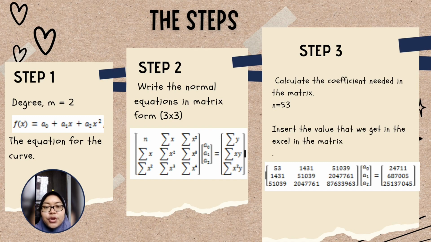Step 2. Write the normal equation in the matrix form 3 by 3. The formula for the matrix form is m plus 1 by m plus 1. Because the m we get is 2, so 2 plus 1 by 2 plus 1 equals 3 by 3. And this is the matrix of this function.